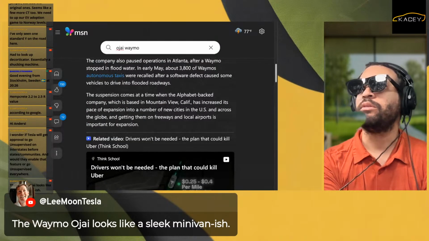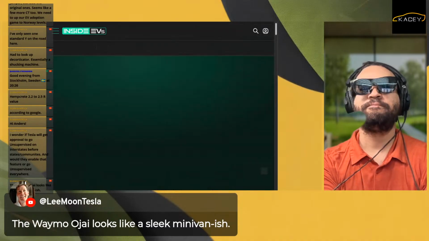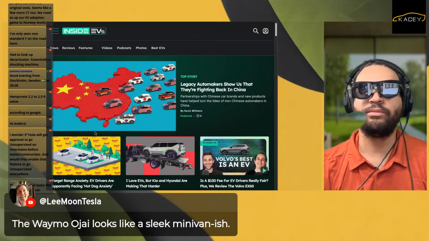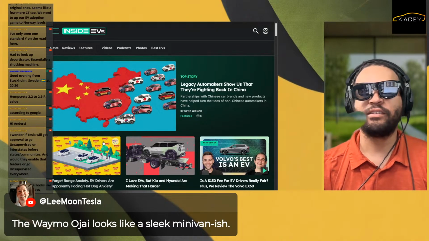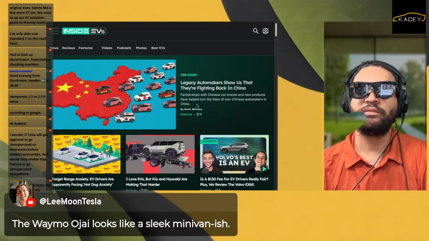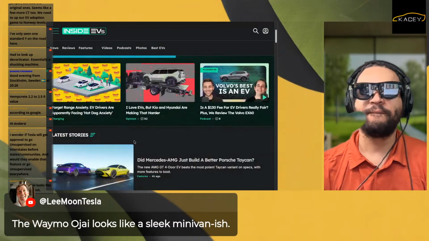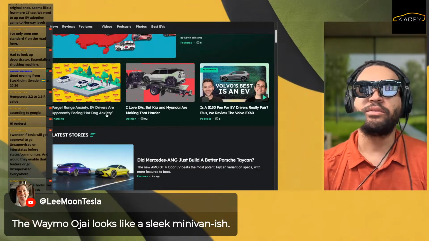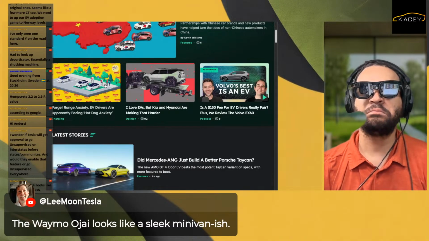Let me just do a quick run through one of the sites and see if we have missed anything breaking. Like the automakers show that they're fighting back in China. Interesting. Forget range anxiety. EV drivers are apparently facing hot dog anxiety. Whatever that means. I love EVs, but Kia and Hyundai are making this harder. Is it about the IMMU?